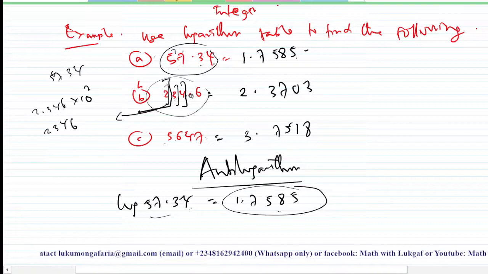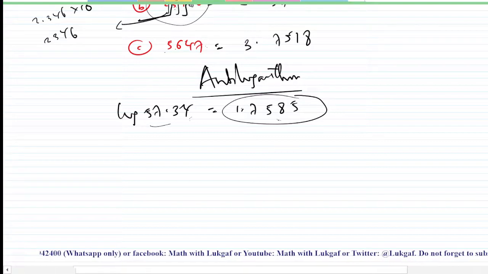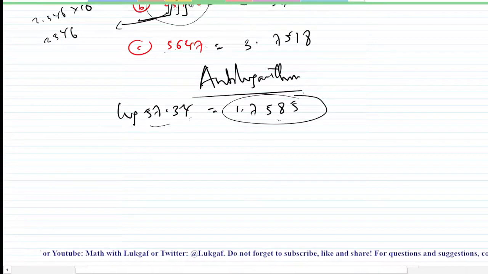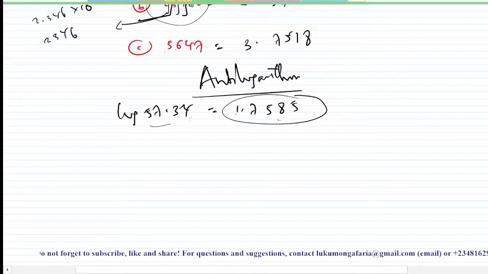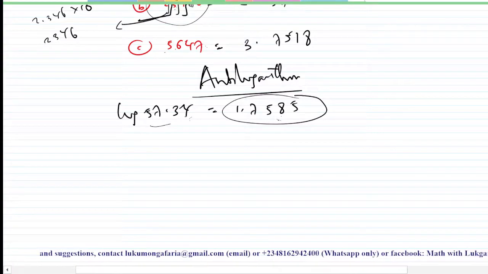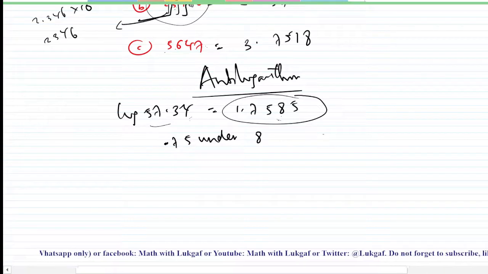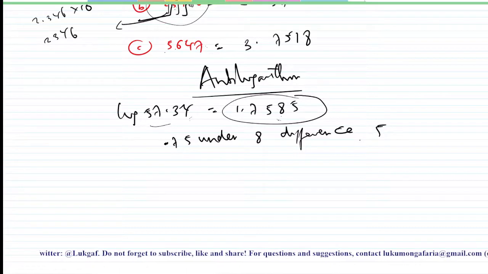And how do you do this? That's not difficult. What you are going to do is check in your antilogarithm table. You look up the mantissa part in your antilogarithm table. And you use the characteristics part to place the decimal point. For example, if I want to find the antilog of this number, you are going to look up 0.75 under 8 difference 5 in your antilogarithm table. Don't check it in your logarithm table. If you check it in your logarithm table, that's rubbish nonsense.